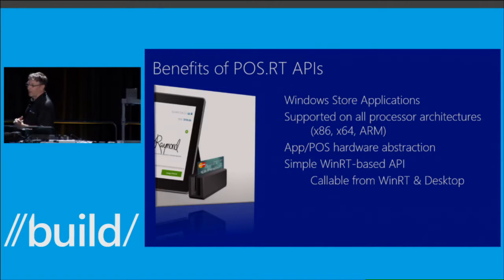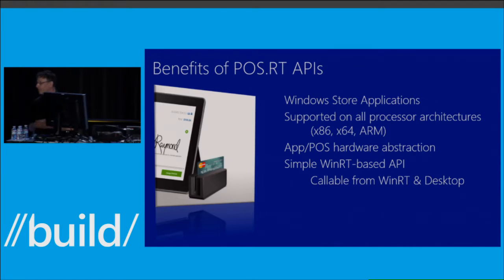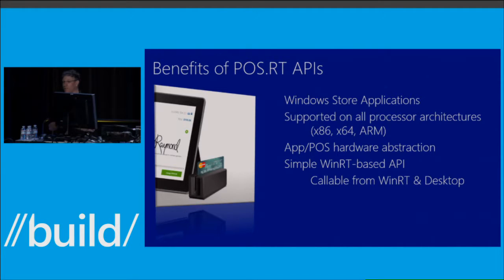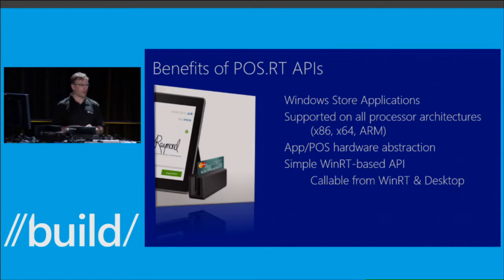And lastly, another benefit is the fact that the API is pretty straightforward. It's pretty simple. I've already mentioned that if you're pretty familiar with UPOS, OPOS, POS.NET, then the APIs that we'll show you in a few minutes should feel very natural, very easy for you to use. The interesting thing about the APIs is they're callable not only from WinRT for store-based applications, but they're also callable from desktop applications as well. So you get the benefits of both sides there.